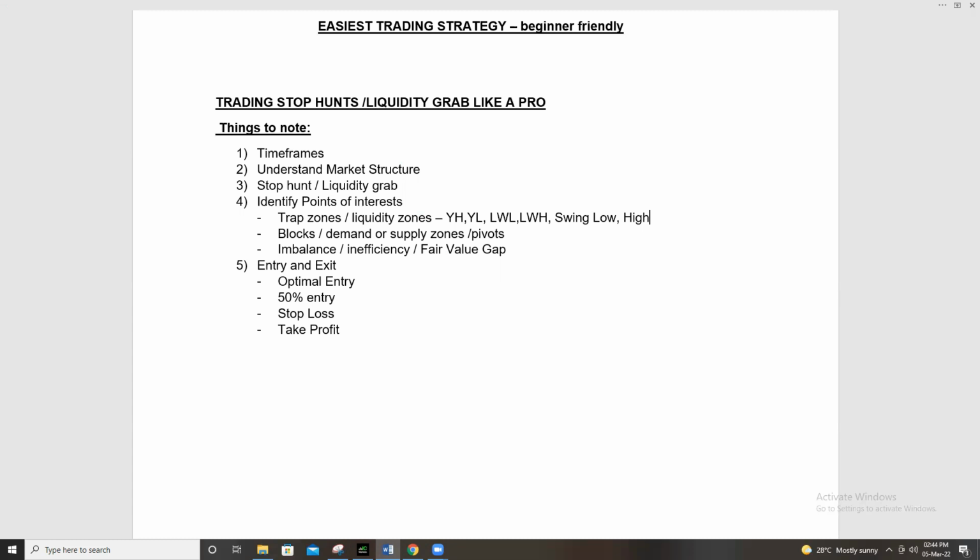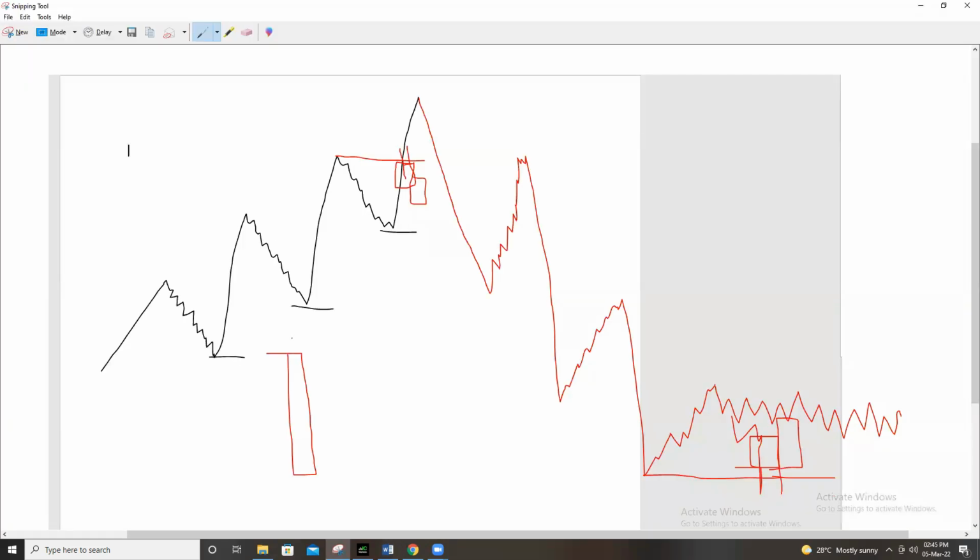Then we have the imbalance, or what we call inefficiency or fair value gap. Now, when we're talking about inefficiency or fair value gap, there are times that you find only one participant in the market. You find one big selling candlestick, and then the next one is here.